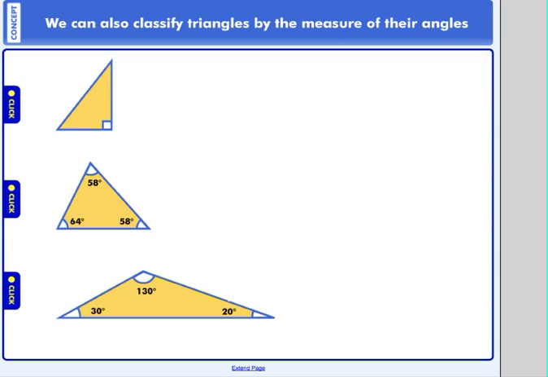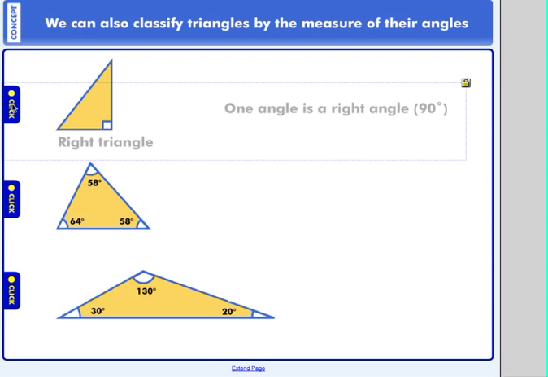We can also classify triangles by the measure of their angles. So sometimes you might hear triangles being named a right triangle, for example. We can call a triangle a right triangle if it has one angle that's a right angle. Okay, looks like this usually. And oftentimes we'll even see that little square to show us that it is a right angle.